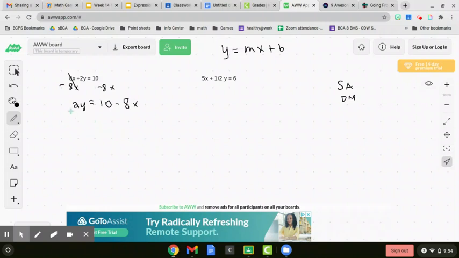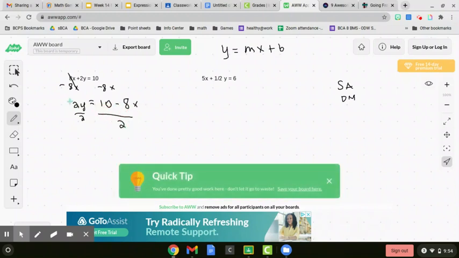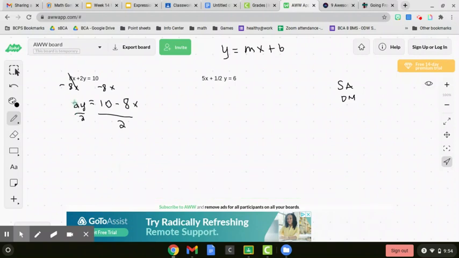All right, so now this is saying I've got two groups of y that is equal to all of this on the right-hand side. I want to see what one group of y would be equal to. So I'm going to divide everything by 2. 2 divided by 2 is 1. So we're left with 1y on the left-hand side. 10 divided by 2 is 5. 8 divided by 2 is 4, and we'll keep that subtraction sign. And of course, our x.